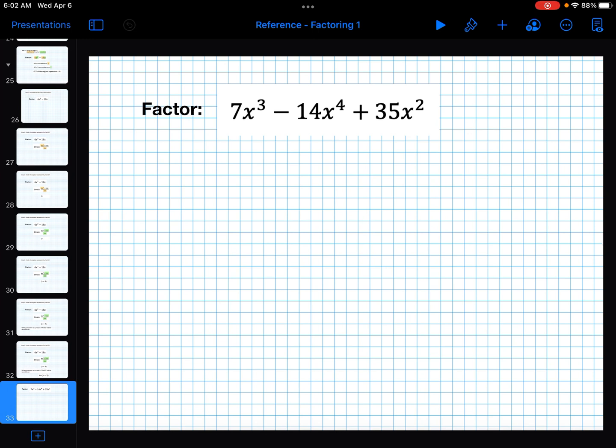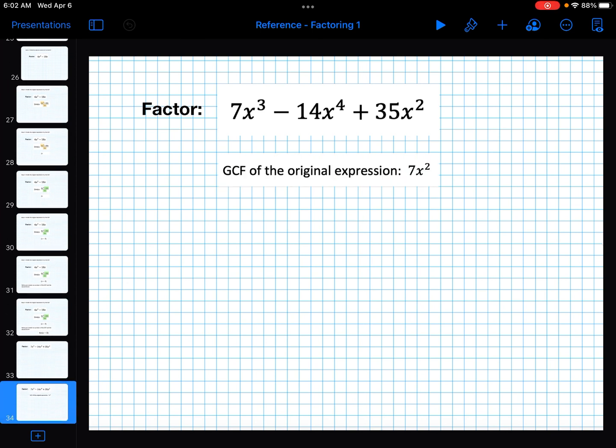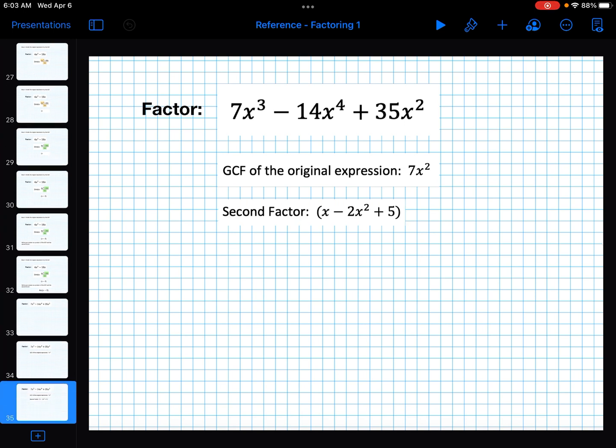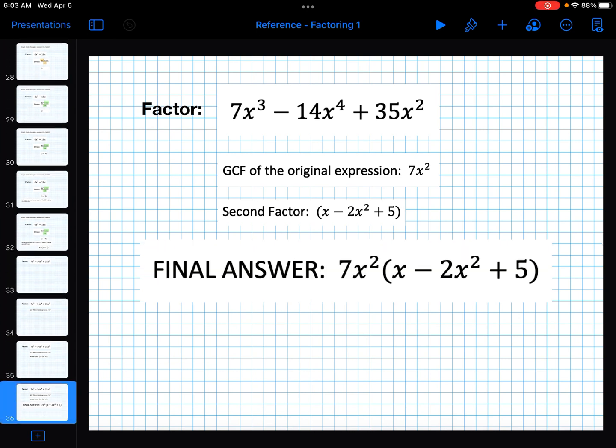Okay, so the GCF of all three of those terms, if you do the coefficient first, would have been 7. And for all the variable terms, the x's are in each term, and the one with the smallest exponent is x squared. So 7x squared would be the GCF of that original expression. And when you divide each term of the original expression by the GCF, you get your second factor. And then, of course, you write your answer as a product of the GCF and the second factor. You have effectively reversed multiplication.